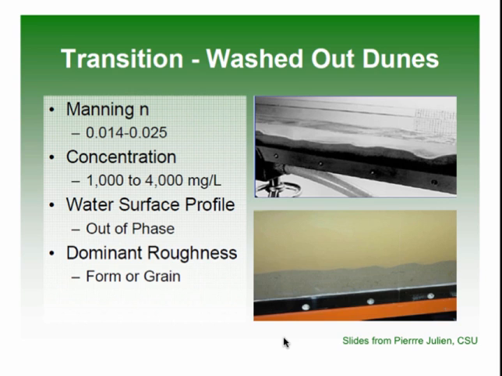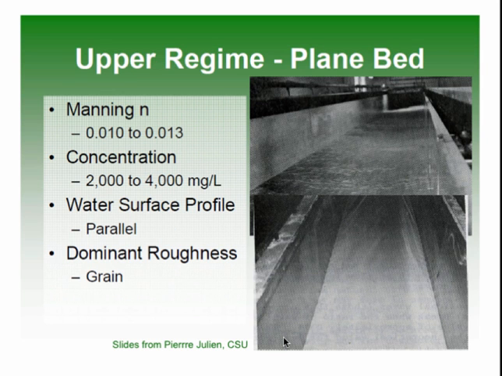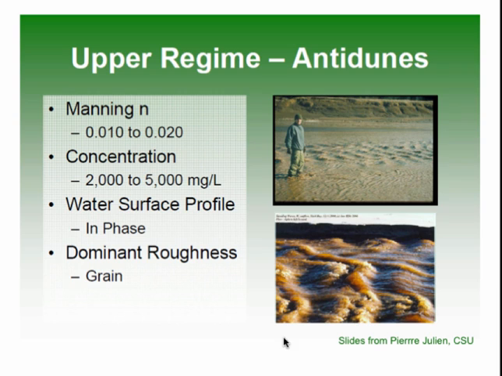If we increase flow further, then we get the transition condition, and the dunes become washed out and start to become eroded. The feature becomes less apparent in the bed of the stream, and then we reach the upper regime. So we've passed through the transition. We get a plane bed, a relatively flat bed. It's never entirely flat, but certainly flatter than with the other bed form conditions, and then also a flat water surface profile. If we keep increasing the flow, then we reach this condition where we have anti-dunes and breaking waves in the surface water.